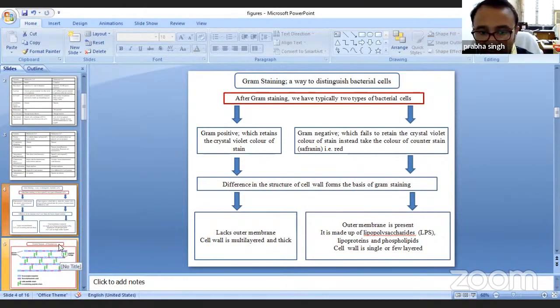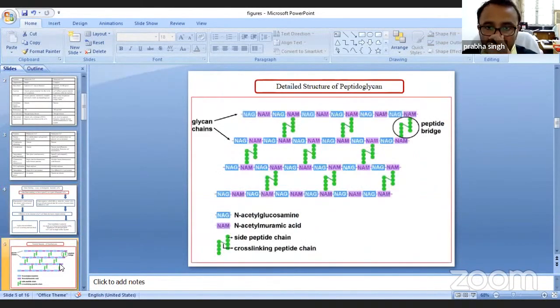We'll try to understand this with the help of a diagram. But before going through the diagram, let us see the structure of peptidoglycan. In the case of Gram positive bacteria, the cell wall is multi-layered and thick. That means the peptidoglycan cell wall is thick. While in the case of Gram negative bacteria, the same cell wall is thin, consisting of either a single layer or a few layers.